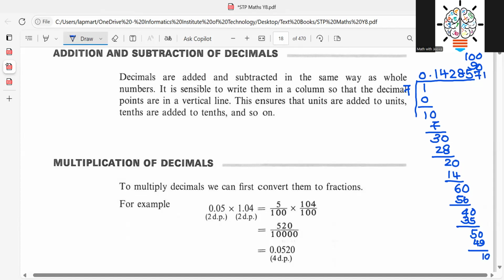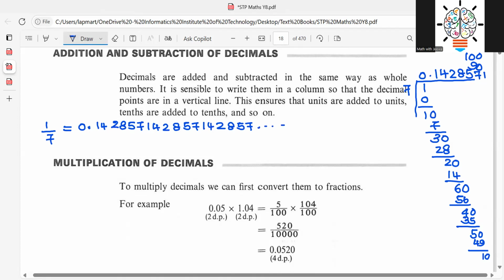Now you can see, right? The 1, 4, 2, 8, 5, 7. So this is recurring. If you have 1 over 7, when you continue the division you get 1, 4, 2, 8, 5, 7, and again 1, 4, 2, 8, 5, 7. If you take an A4 paper and start dividing, you get something like this.